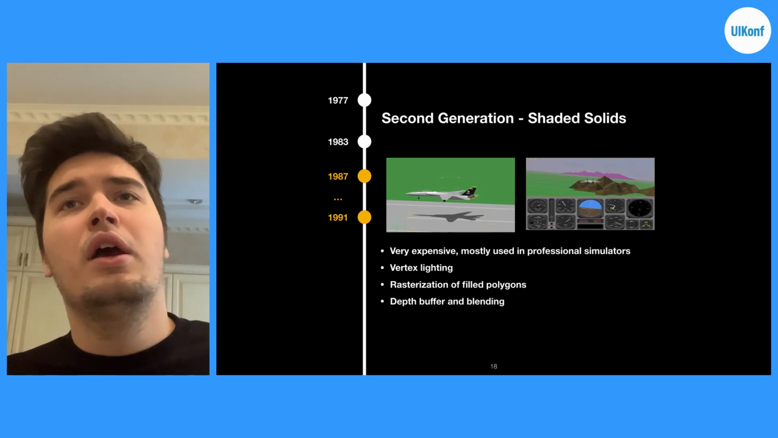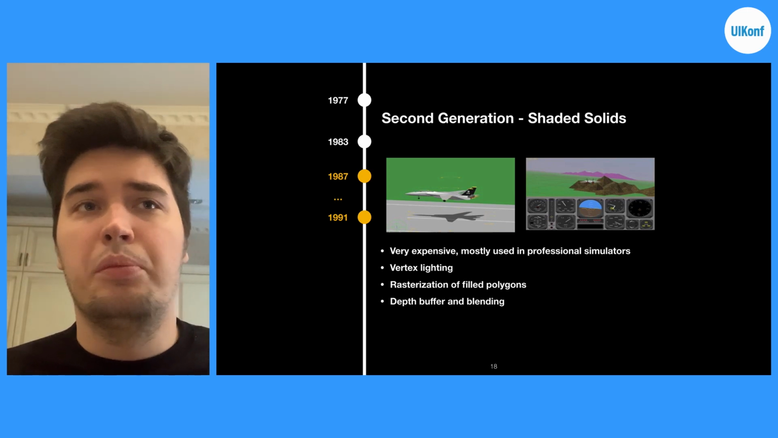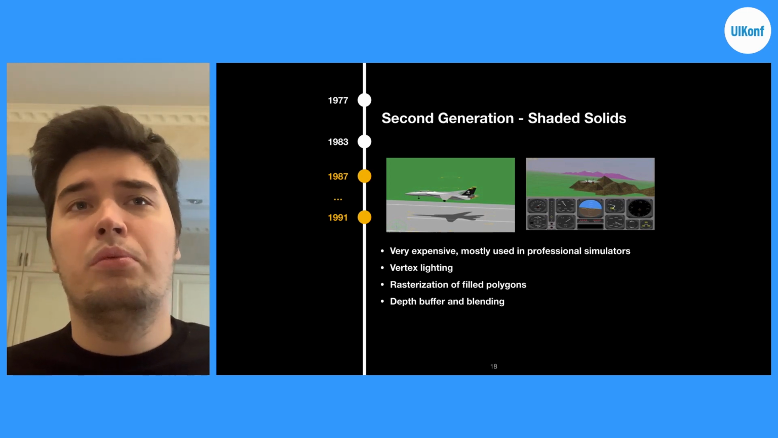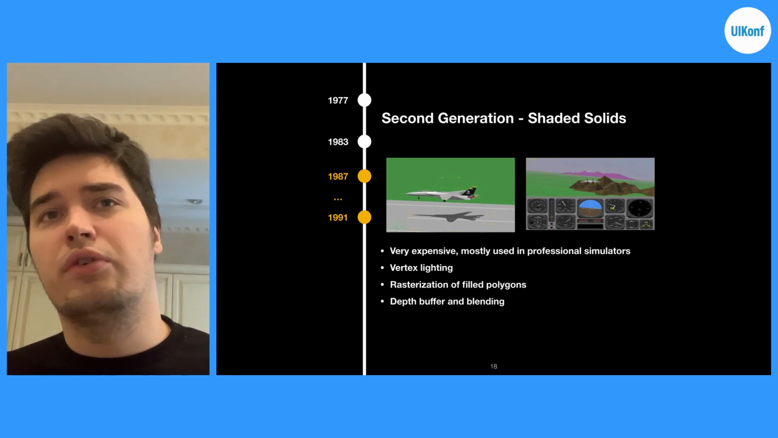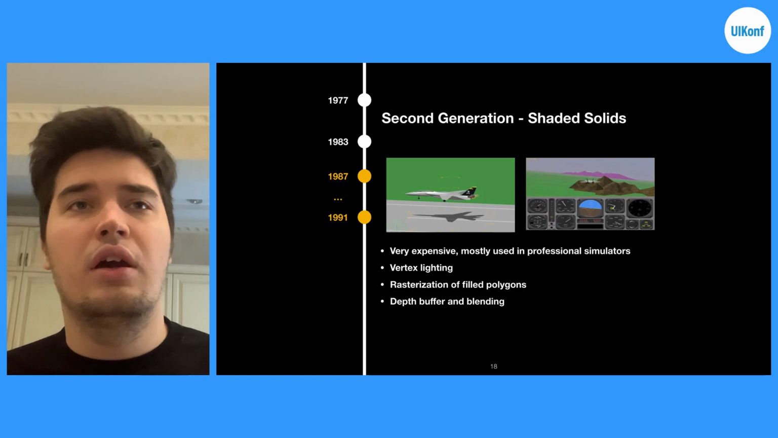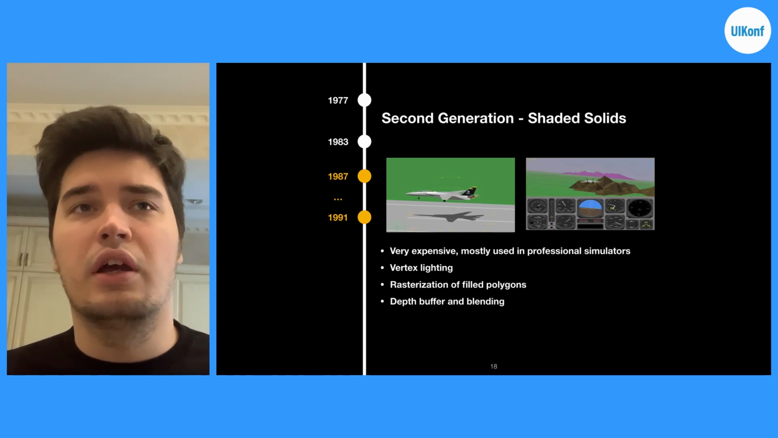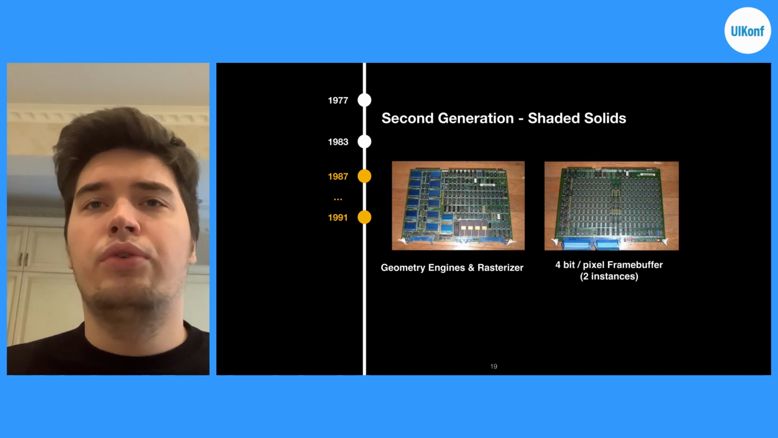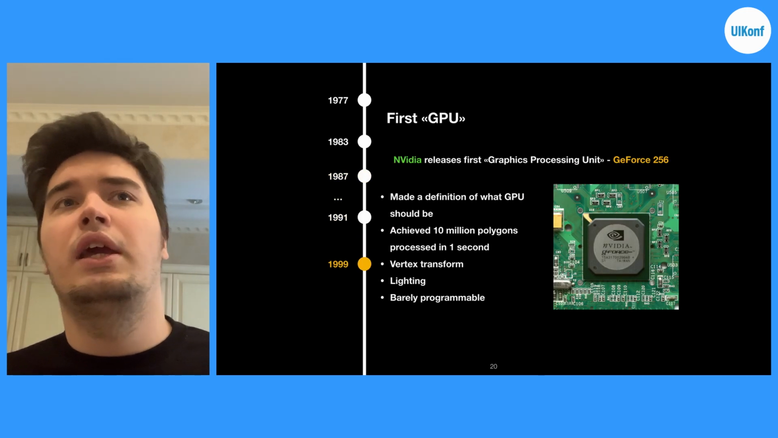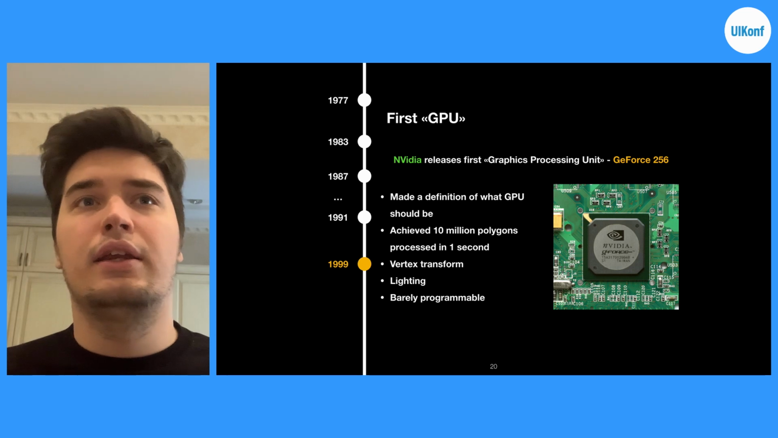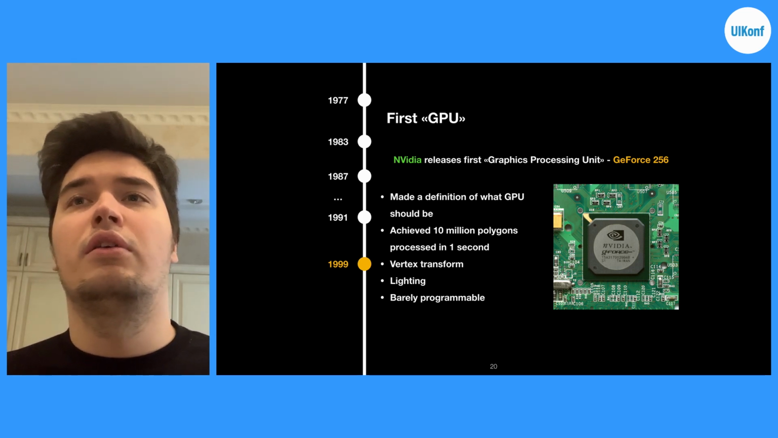After that time, the shaded solids started to appear, but they were pretty expensive at the time and mostly used in professional simulators, like in aviation industries and stuff like that. After that, there also was a PlayStation 1 system that we will not touch today, and jump straight to 1999, where Nvidia released their first GeForce 256.